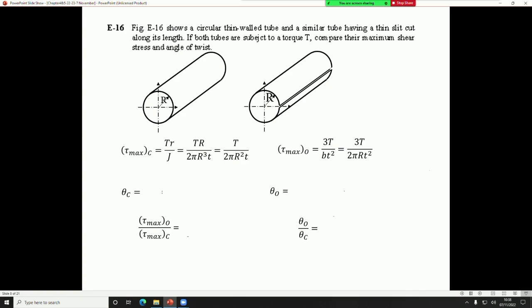So now we're going to find the ratio between these two. So the maximum shear stress in the open one, everything about them is the same. The only difference between these two is that one is open, the other one closed. So the maximum shear stress in the open section is 3 times R over T. And obviously, it's a thin section. R over T is a very, very large value. So you can see how much higher the shear stress in the open section is. Any question in relation to comparing the strength of these two structures?